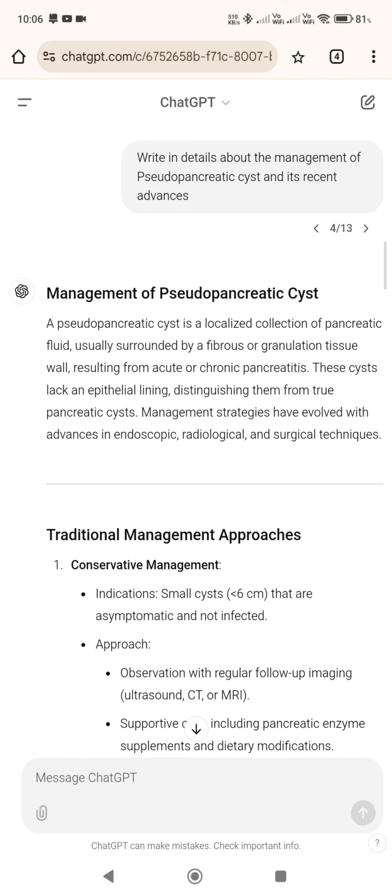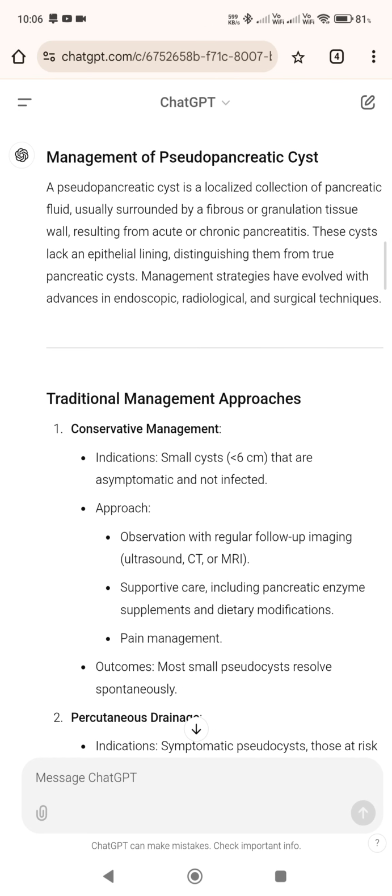Management of pseudopancreatic cyst. A pseudopancreatic cyst is a localized collection of pancreatic fluid, usually surrounded by a fibrous or granulation tissue wall, resulting from acute or chronic pancreatitis. These cysts lack an epithelial lining, distinguishing them from true pancreatic cysts. Management strategies have evolved with advances in endoscopic, radiological, and surgical techniques.